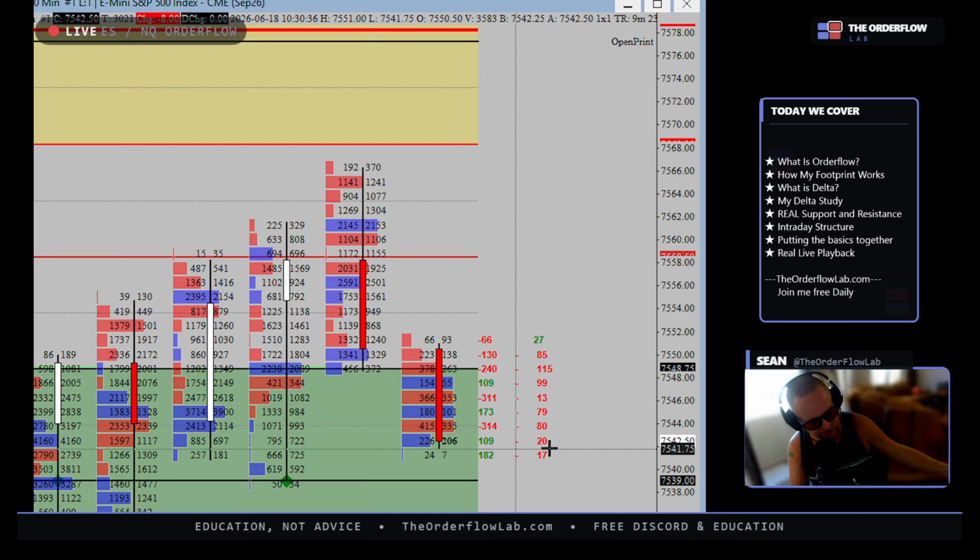Now, why do I love the footprint so much, man? Is because I always see it before anybody else, right? When you look at a candle, you got no idea what's going on. You're just hoping and praying that this stupid chart pattern plays out. You don't have any idea what's going on in the auction, right? You don't. I don't care what you say. You don't know where the bid is. You don't know where the offer is. You don't know how they're trying. You're just hoping that this moving average or something like that plays out, right?